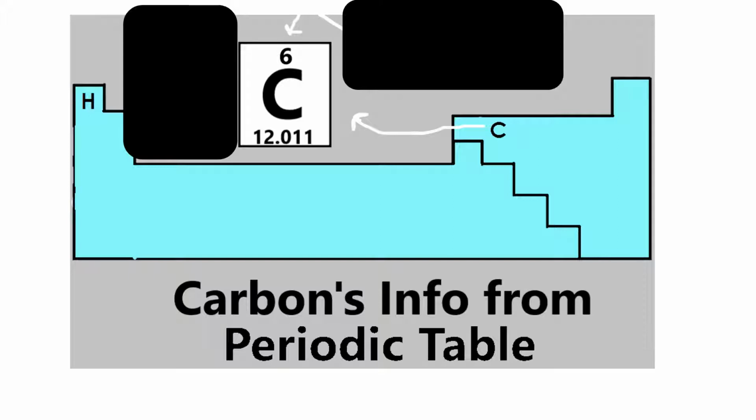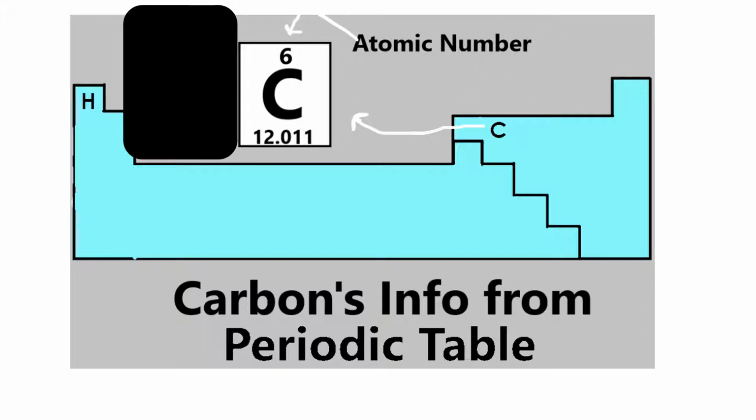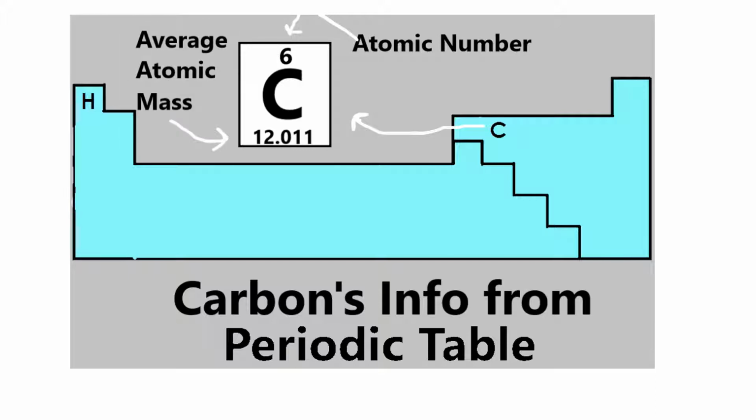Now, the top number for carbon is its atomic number. That's usually the whole number. And then there's a number with a decimal that really is the average atomic mass, and we want to learn how to calculate that number.